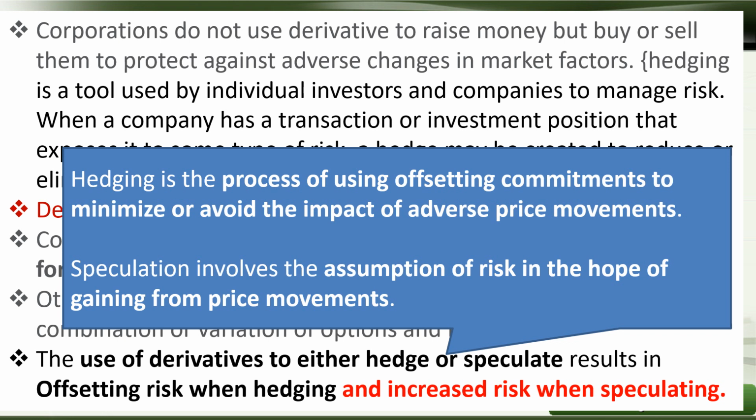Hedging is the process of using offsetting commitments to minimize or avoid the impact of adverse price movements. If you know that there is a price fluctuation, we get involved in hedging to offset that and cover the risk. Speculation involves the assumption of risk in the hope of gaining from price movements. Okay, this price will increase, so let us buy this and keep it, and when it increases, we sell it. That is purely speculative, not hedging. That is what we should understand here.